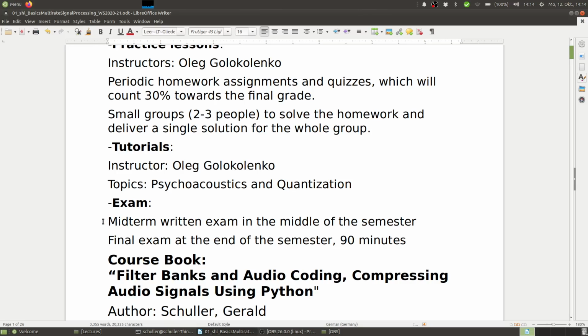Then we will have an exam. We will have a final exam and also a midterm exam in the middle of the semester. And the final one is 90 minutes.